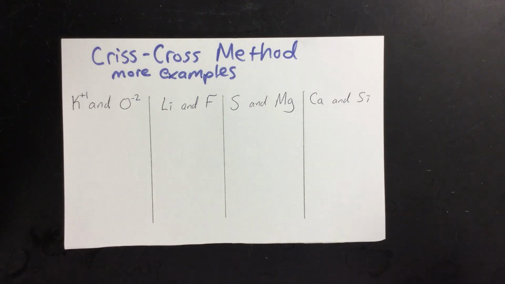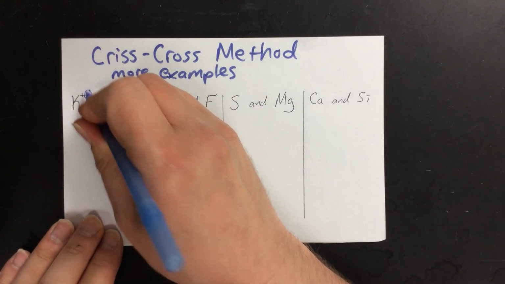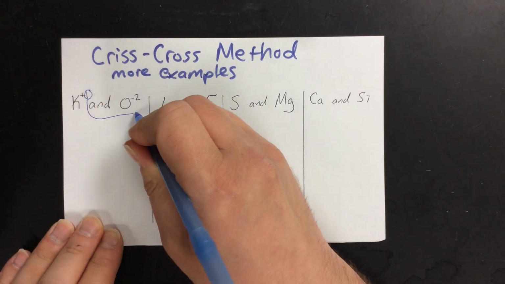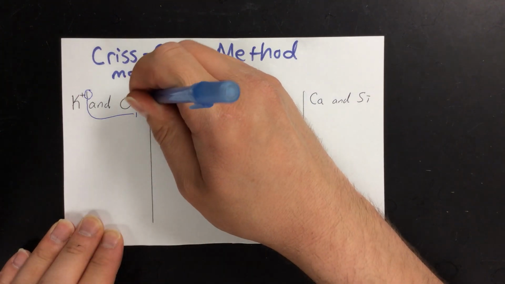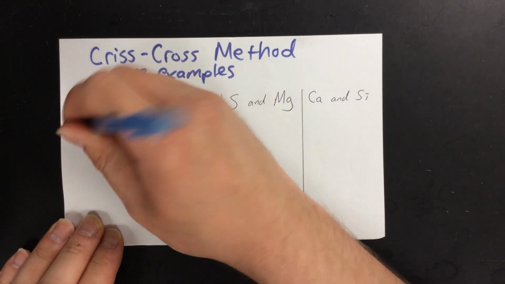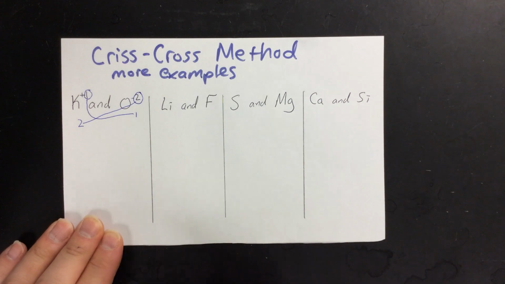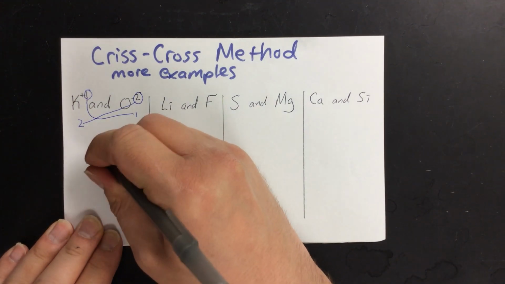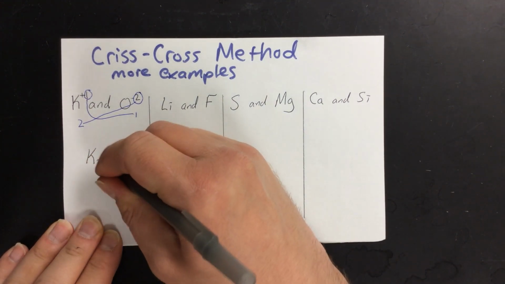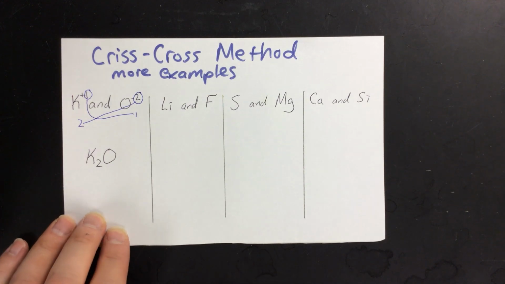So if I crisscross these, this first one tells me, since that's a +1, I will need 1 oxygen. Since this is a -2, it tells me I will need 2 potassiums. So the final formula would be 2 potassiums and 1 oxygen to give me K2O.